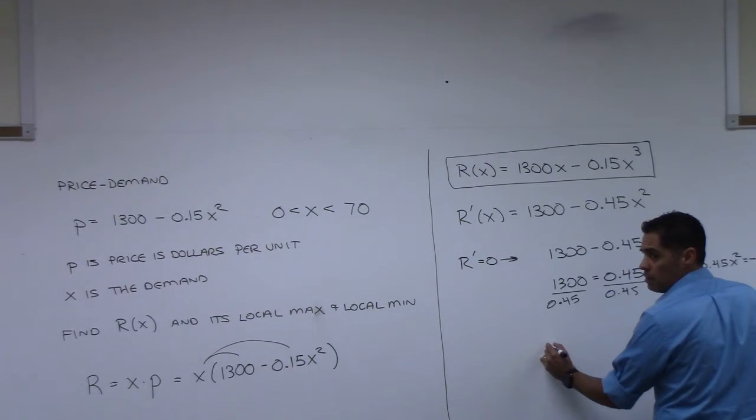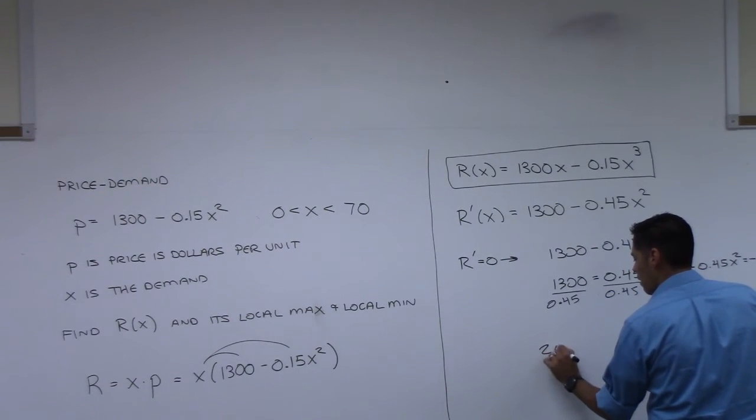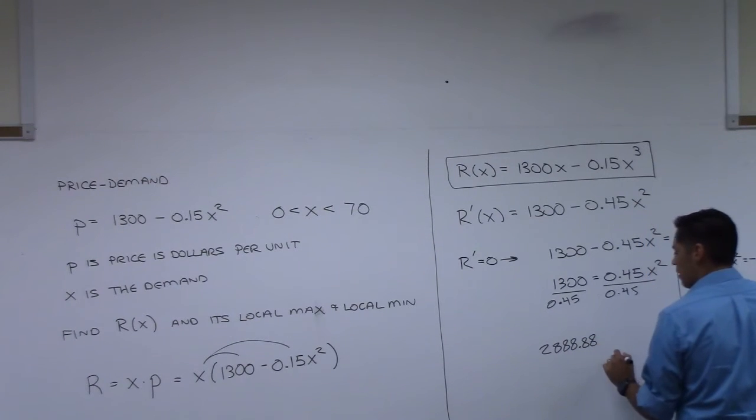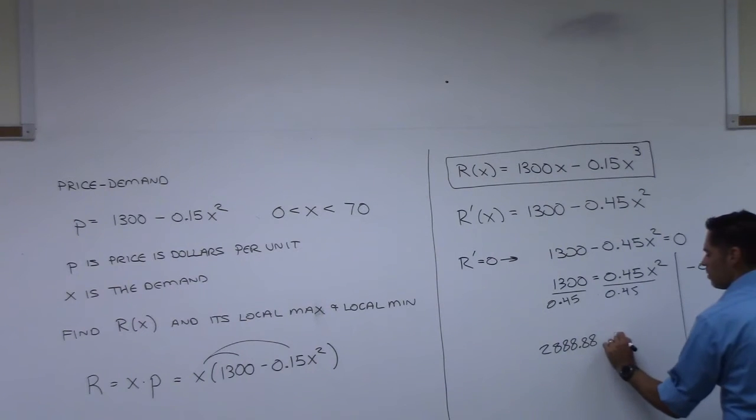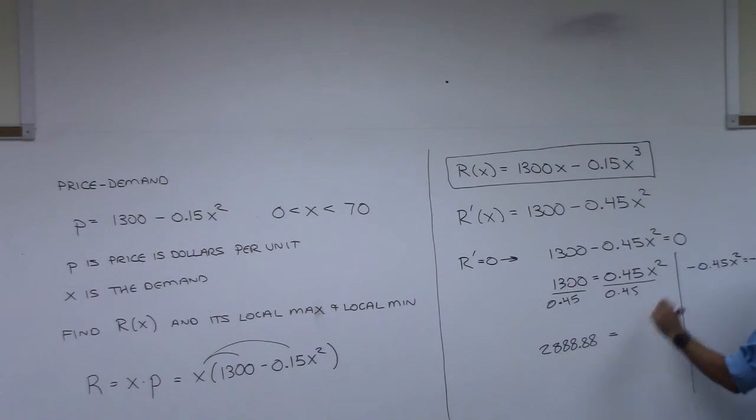2,000 by 88.88, something like that? 88889. Okay, good enough. 2,888.88 equals what? X squared.